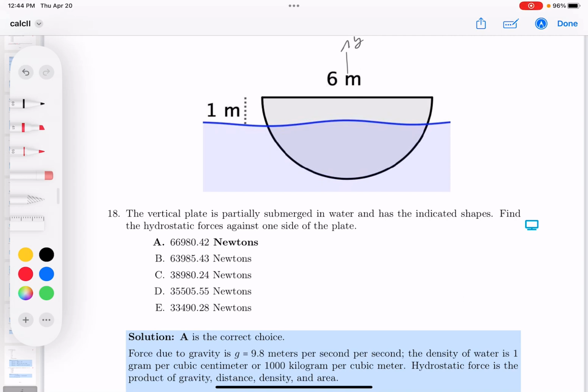Okay, so in this problem over here, let's read it. It says a vertical plate is partially submerged in water and has indicated shapes. I'm going to say it looks like a semicircle to me. Find the hydrostatic force against one side of the plate. All right, the hydrostatic force problem.